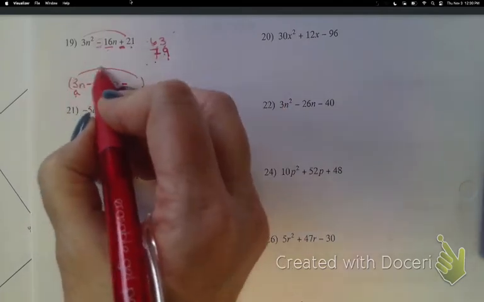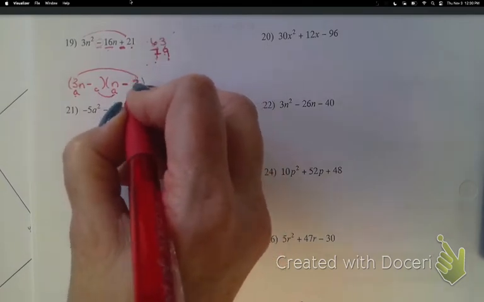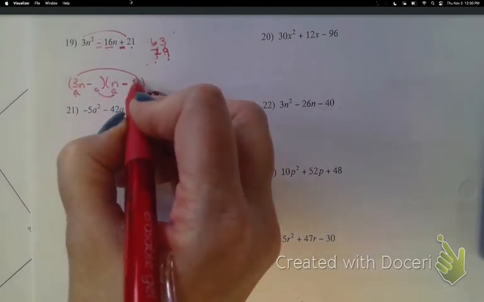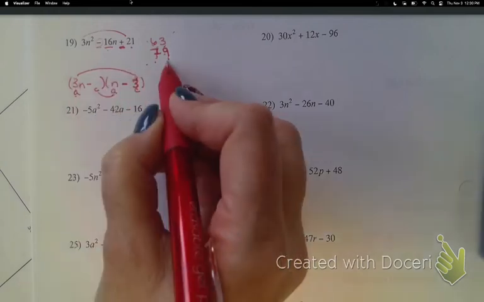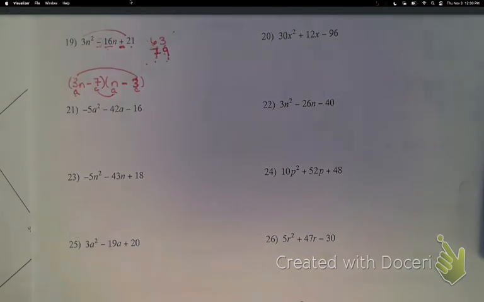So what goes here? 3. Why do you know 3 goes here? Because 3 times 3 is 9. And this one is 7. We are using our multiplication process as we are dividing, because factoring is dividing. When you do long division, do you multiply at the same time? Yes. So when you factor, shouldn't you be multiplying at the same time? Yes, you're going back and forth between those two things.